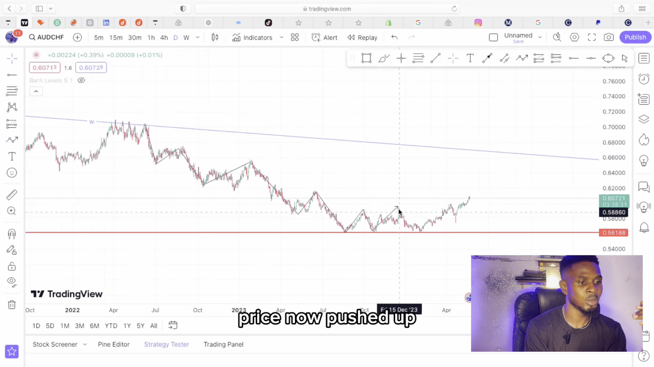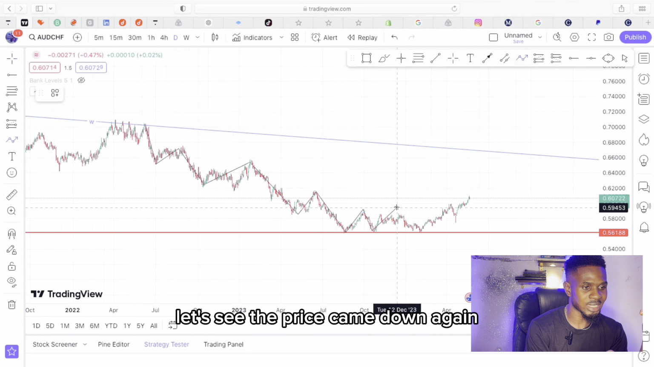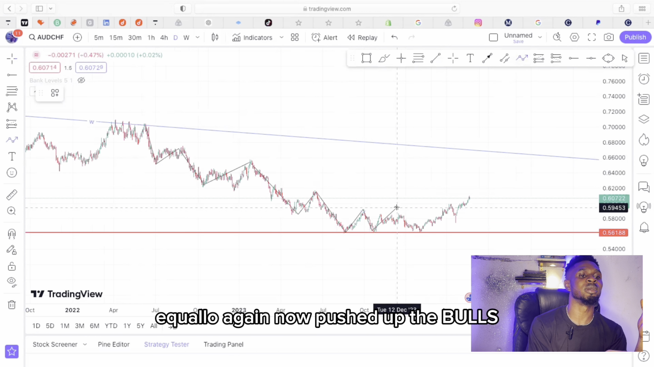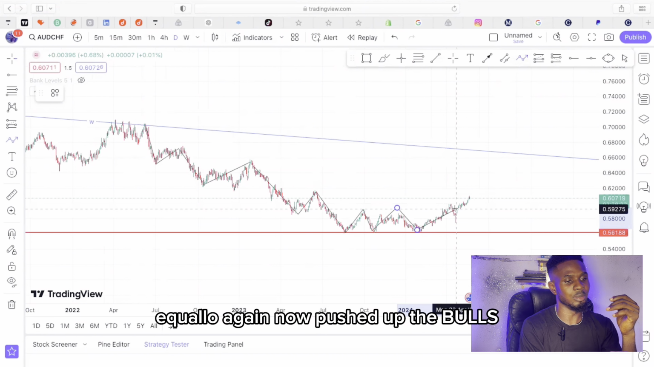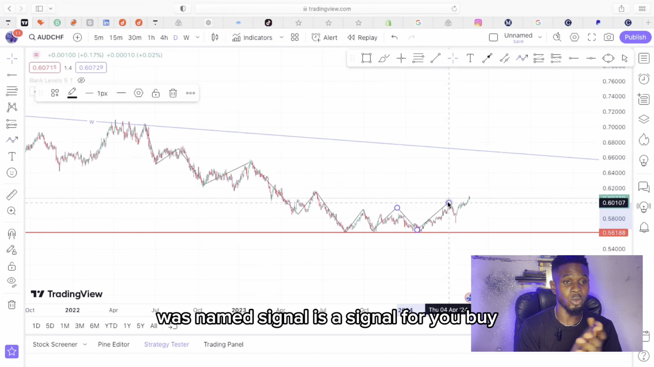Price now pushed up. What happened next? Let's see. The price came down again. Equal low again. Now pushed up. The bulls. This is a pattern I call the W pattern. It signals a buy, basically.